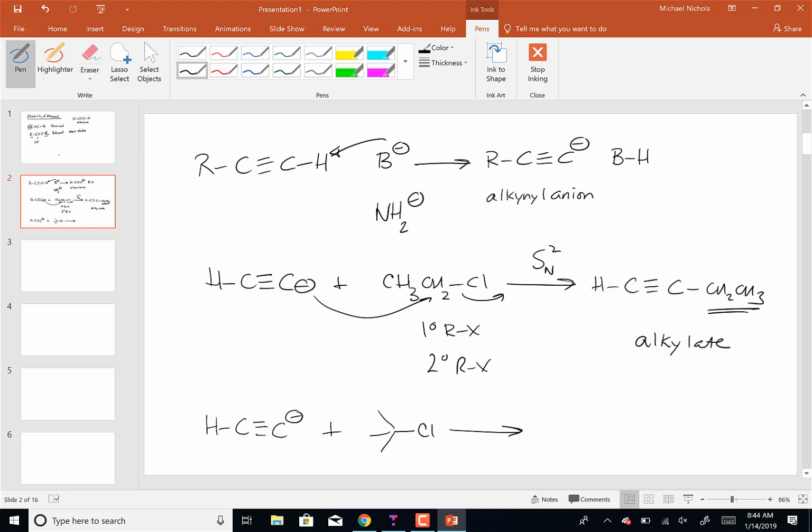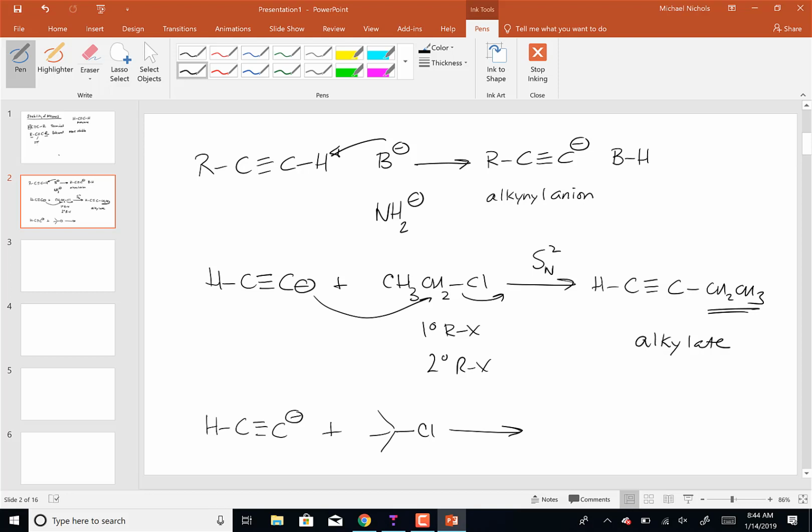Melanie? I'm going to get an E2 reaction. Why? Well, the nucleophile, the alkynyl anion, is going to want to act as a nucleophile. Every strong nucleophile, I'm going to give these personal characteristics even though they don't have them, has two different identities. It can act as a nucleophile, or it can act as a strong base. So which one does it choose?